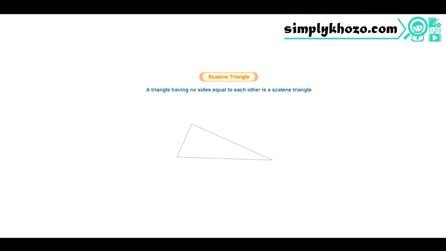Scalene Triangle. None of the sides of the triangle are equal to each other. For example, the lengths of the three sides of a triangle ABC are 1.5, 3.5 and 4.5. This is a scalene triangle.